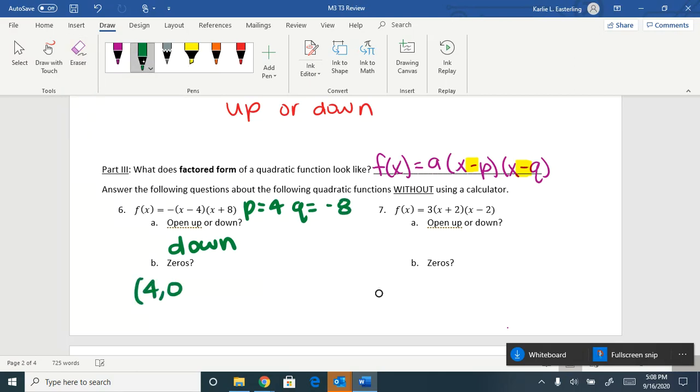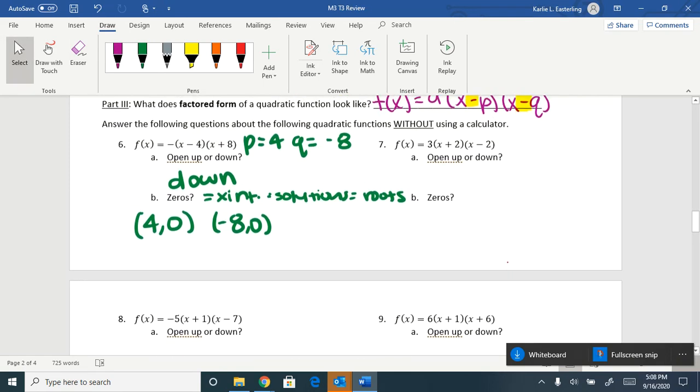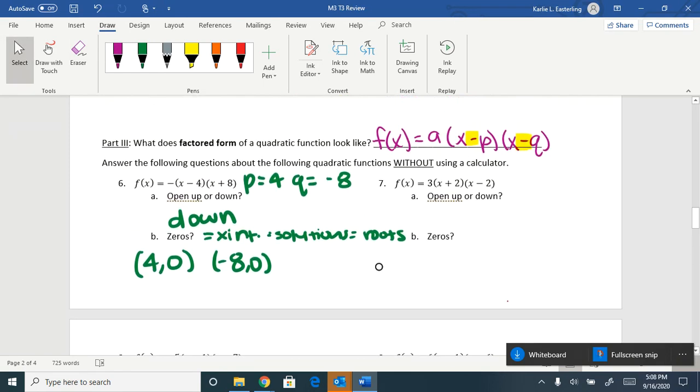So our zeros are (4, 0) and (-8, 0), which zeros also mean x-intercepts, solutions, or roots. All those are the same things. I think I forgot to cover zeros, but that is what they are, just another way to say it. And then if you flip over, just kidding, that's a completely different problem. That's number 8. Let's do number 7.